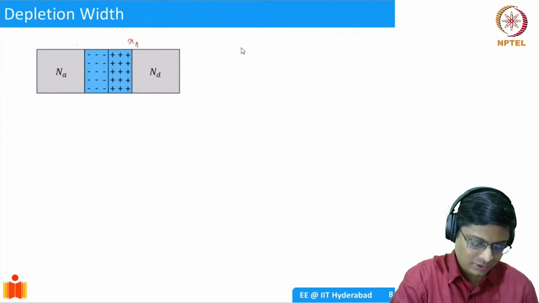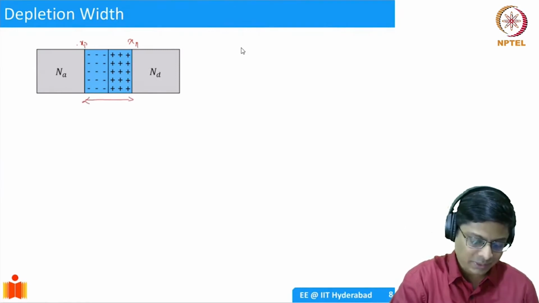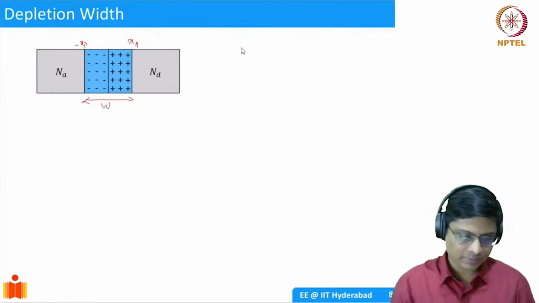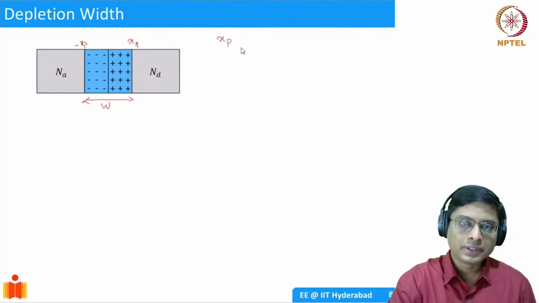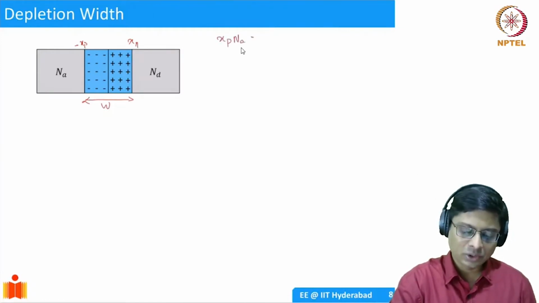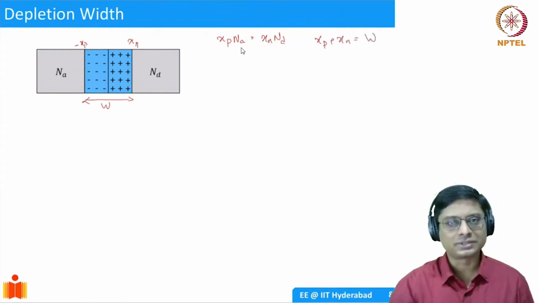So xn is going to be minus xp, this is going to be 0. I'll call the entire region between minus xp and xn as width. And we have already seen that xp times Na is going to be xn times Nd. And the way we have defined it, xp plus xn is going to be your depletion width.